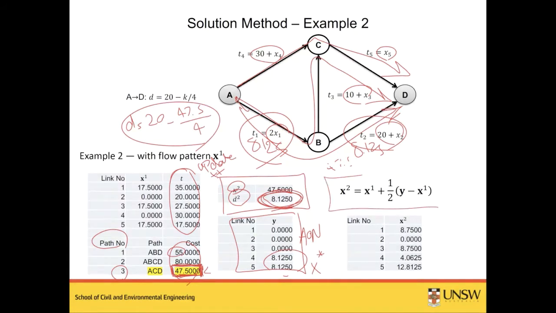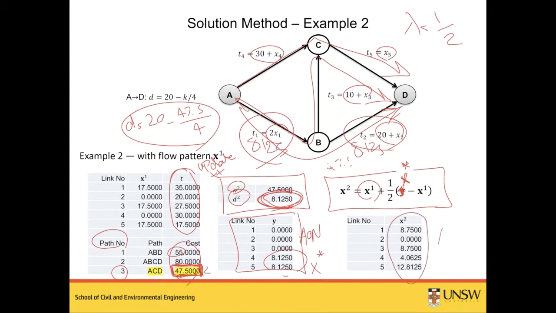And now I'm going to use the MSA formula again. Lambda this time is 1 over 2 because we are at iteration 2. So again, let me just change this y to x star, just to be consistent with all the previous slides that we had. So yeah, it would be x star. And so we have x ones from before, we have x stars from all or nothing assignment, and then we can calculate the x twos.